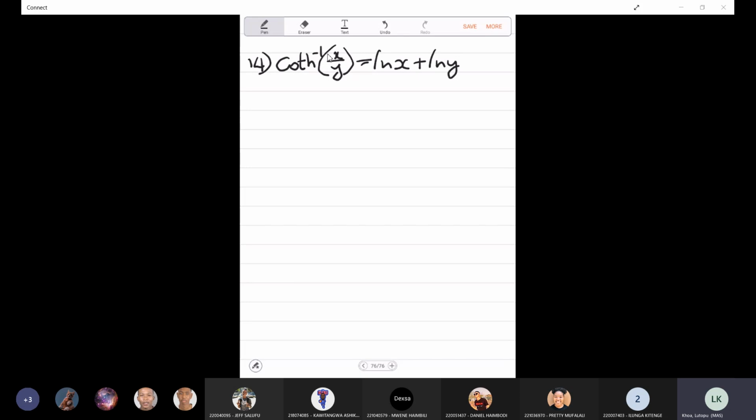So we get y minus x y prime over y squared. And then in the denominator, we have 1 minus the function squared. So this is just x squared over y squared. Then on the right hand side, we have 1 over x plus y prime over y.